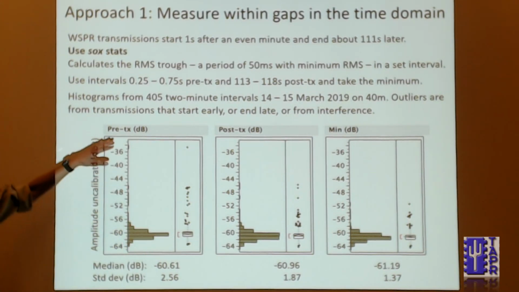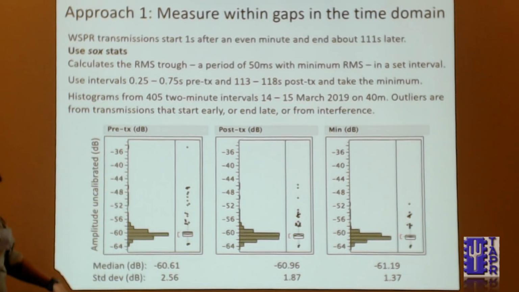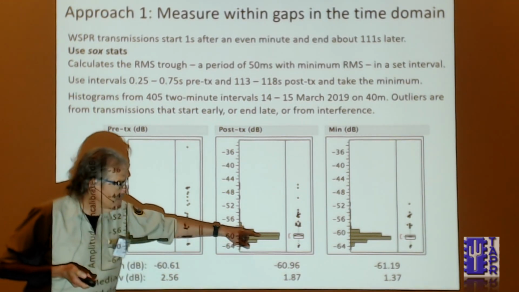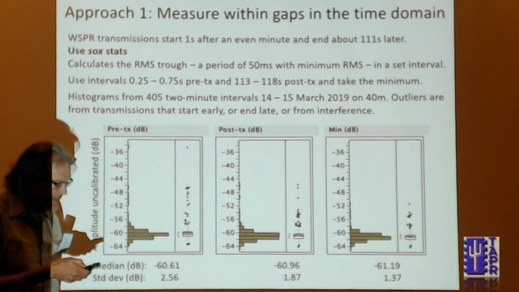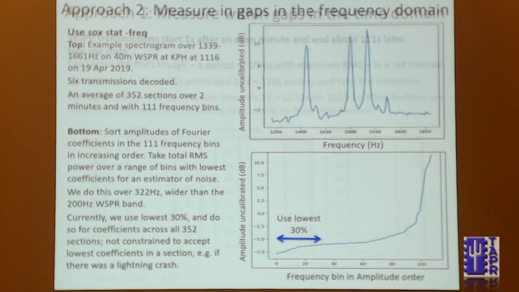So this is the histogram of the sample noise levels measured in a slice of the first second and a slice of the last 10 seconds, and then we take the minimum, and we get a pretty good, small distribution of sample values. And we think that this technique is a pretty useful one.